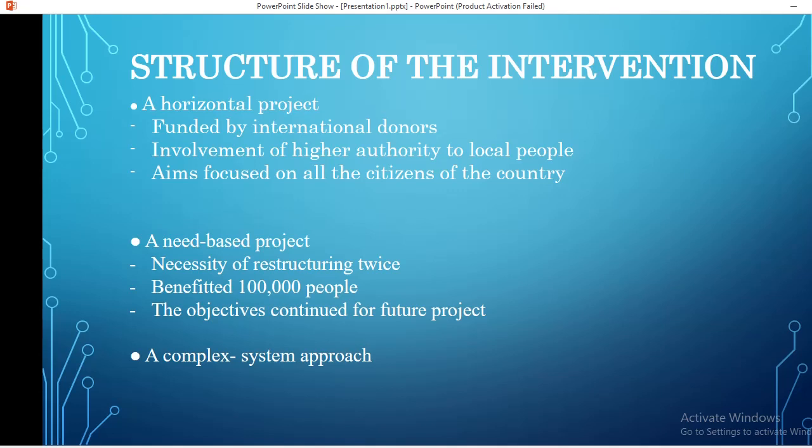Also, it was a need-based project and not an asset-based project, because the basic need of people is water supply and sanitation. So there was the necessity of restructuring twice for the project. It benefited more than 100,000 people. Also, after the project was closed, the objective still continued for the future project of the rural water supply and sanitation. It is also a complex system project because it took more than a decade to complete. Also, there were complex issues of politics and mainstreaming the fund board approach during the implementation of the project.